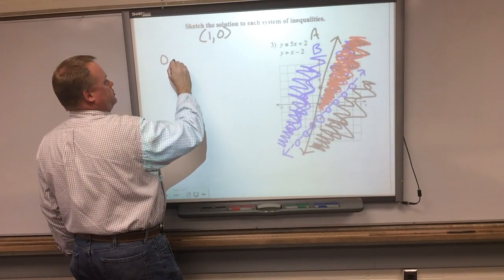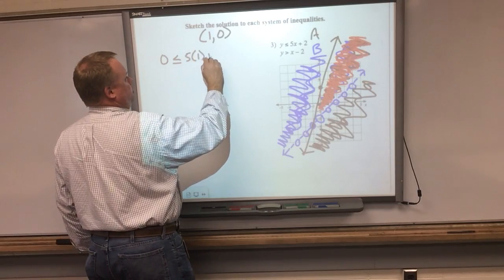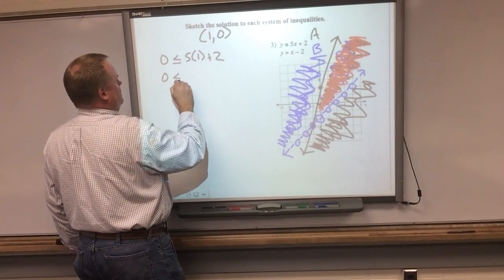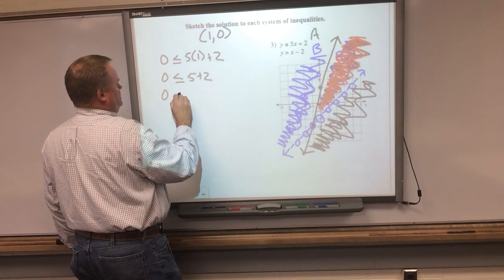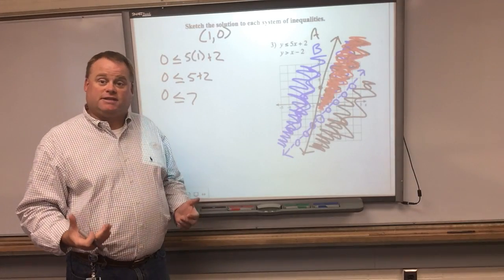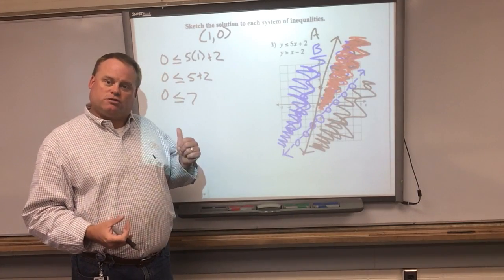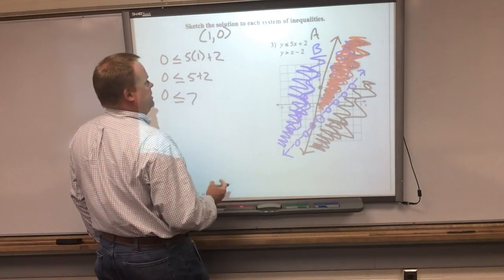0 in for y, the first one, 0 less than or equal to 5 times 1 plus 2. Well, that's 0 less than or equal to 5 plus 2. So that's really 0 less than or equal to 7. Is 0 less than or equal to 7? Well, sure, it's less than 7. So we know that works. Let's do it for the other one.